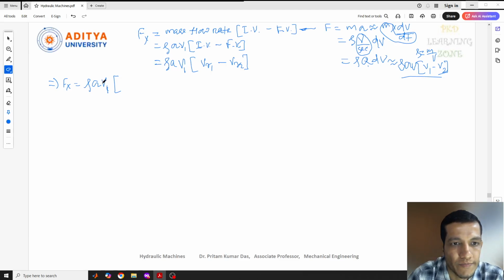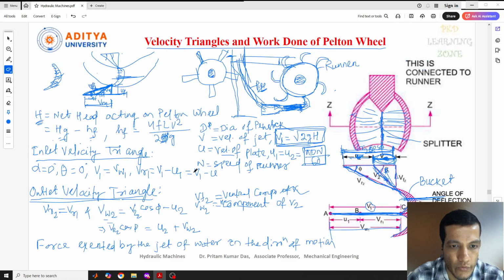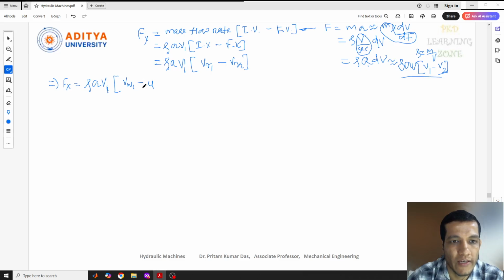So we can write V1 equal to VW1 also. Let me write VW1 minus U, VR1. Let me show you here: you see VR1 equal to V1 minus U. So V1 equal to VW1, which I have already written here, so I can write VW1 minus U. The same thing I have written, VW1 minus U. U or U1, you can also write, no issue. Minus VR2. So what is VR2 equal to? VR2 also we can write in terms of U2.